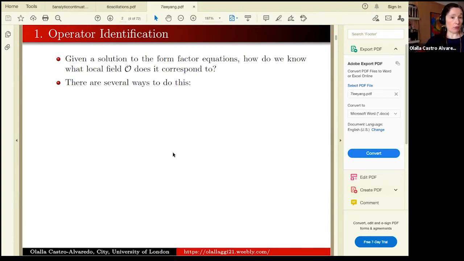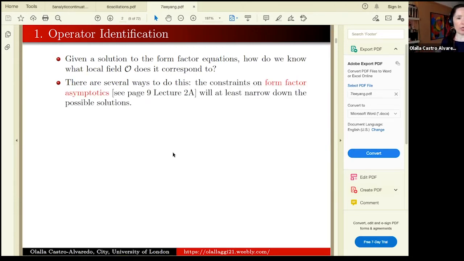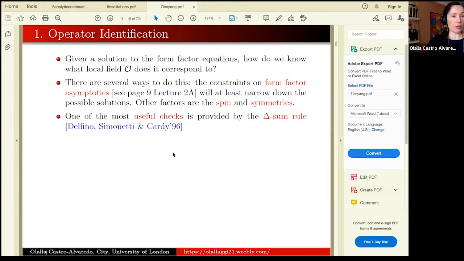This is one big question. There are several ways to find this out. There are constraints on the form factor asymptotics, and I introduced some of this in my lecture, and these will narrow down the possible solutions. Essentially, the asymptotics for large rapidity usually tells you a lot about the form factor. Other constraints come from the spin of the operator. If you're looking for operators of spin 0, you know the form factor depends only on rapidity differences. Symmetry also constrains form factors. If there is C2 symmetry, usually only the even particle or the odd particle form factors would be non-zero.